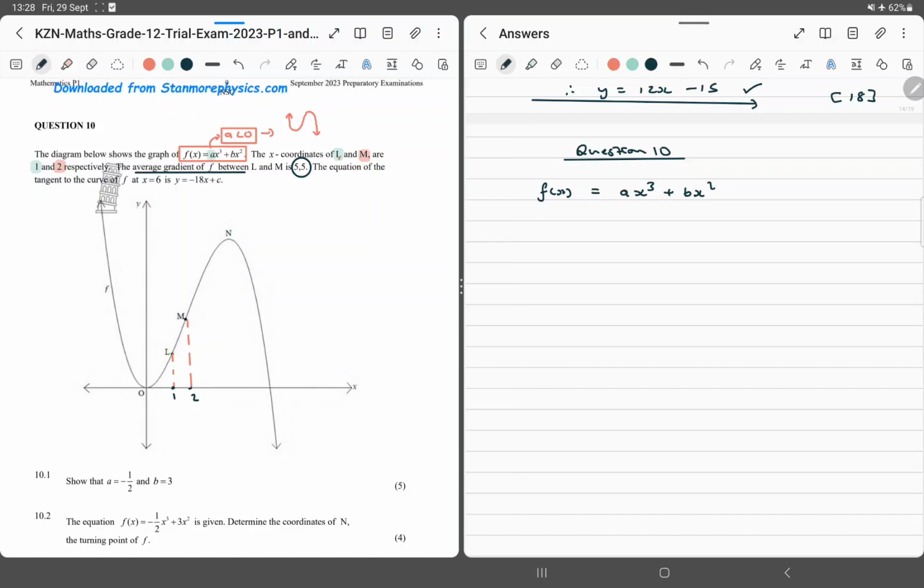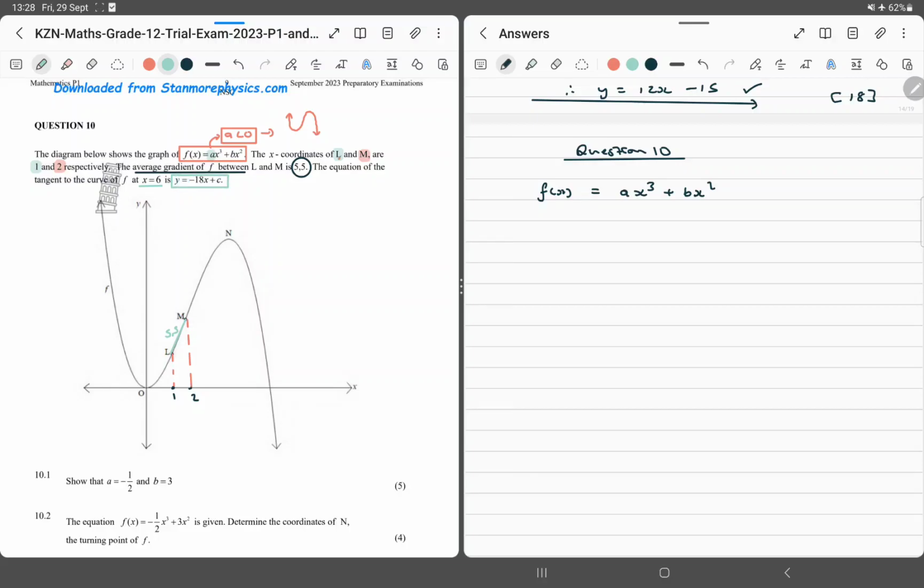5,5. So now they're giving us this, that the steepness of that gradient is 5,5. Okay, maybe let's write it there somewhere. That is the gradient, not the length. Be careful. Okay, now the equation of the tangent to the curve at f of x, at x equal to 6, is this one.